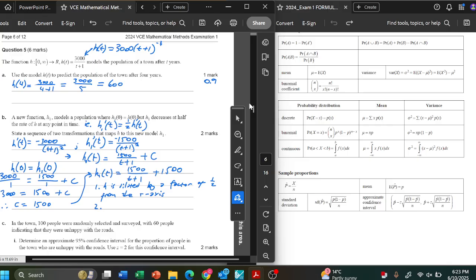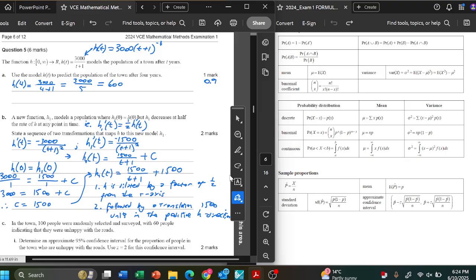And after that's happened, this is followed by a translation of 1,500 units in the positive h direction. We could also say up as well here, but the positive h direction is more accurate. Okay, so that's how we do this.